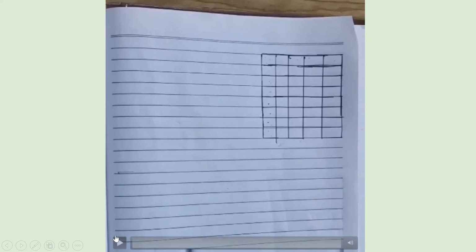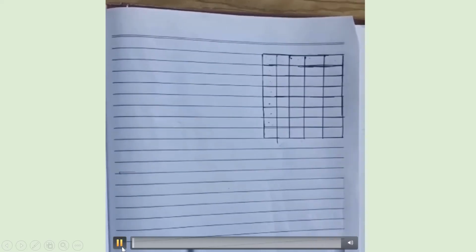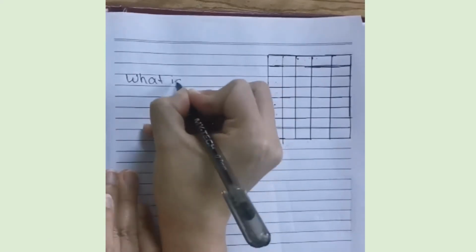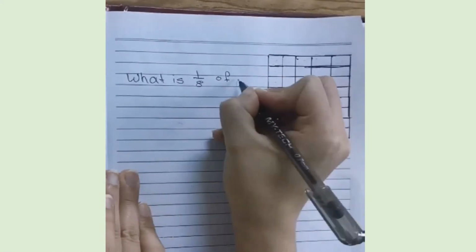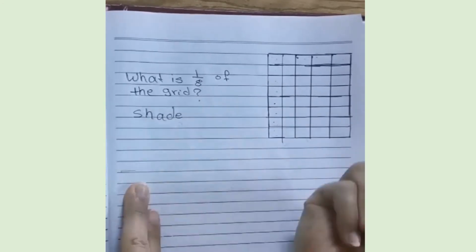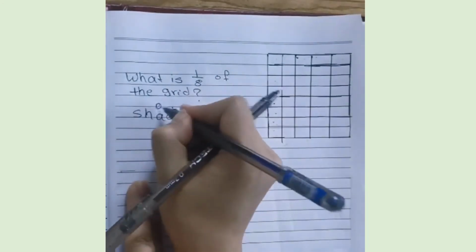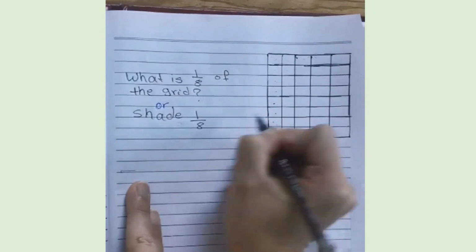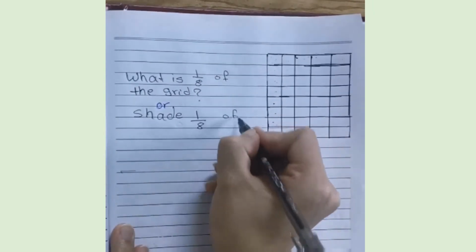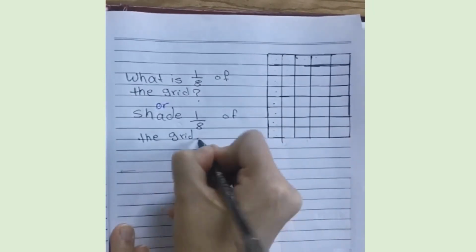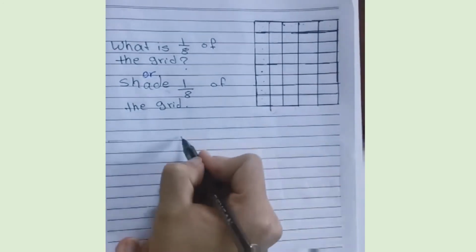Let's look at a bunch more examples. Here we have a grid. If the question said, what is 1/8 of the grid, or shade 1/8 of the grid, you should be doing it like this. We need long division.